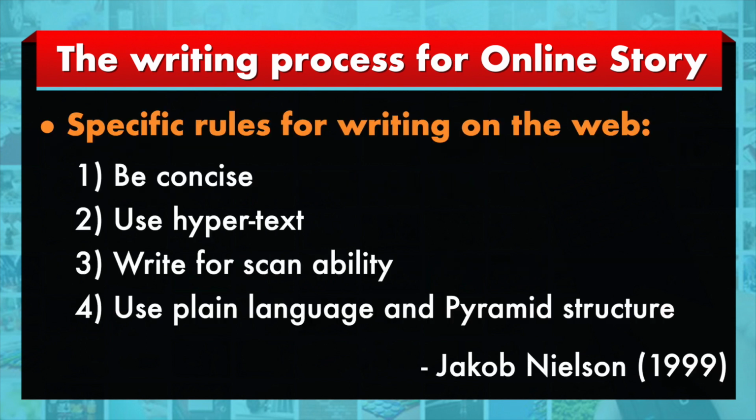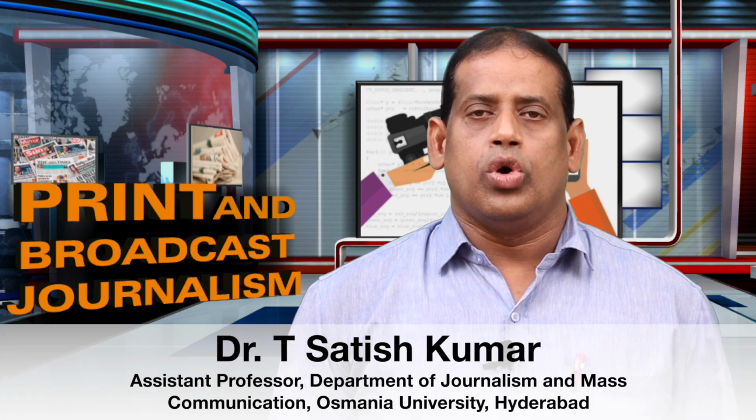Jakob Nielsen offers specific rules to be followed for writing on the web. Be concise, use hypertext, write for scannability, use plain language and pyramid structure. Generally, readers skim and scan the web page, so headlines and text should grab the attention of the readers. Readers are impatient, so we should put the information to the point. Readers have to be hooked with an interesting lead. Headlines should be written in simple language and be informative. In web pages, links for additional information can be provided.